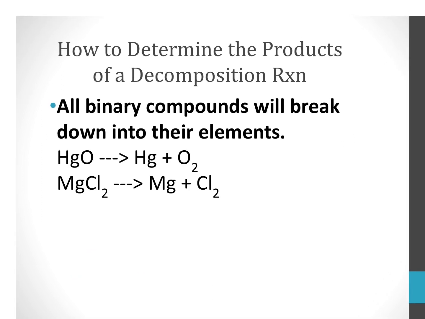The last thing we need to be able to do is predict the products. If we have a decomposition reaction, how do we know what kind of products will be produced? Again, for our class, we'll keep it really simple. We'll only have a binary compound. What does binary mean again? 2. So we'll only have compounds made with 2 elements, and they'll just break down into their single elements. For example, if we have mercury oxide, it's just going to break up into mercury and oxygen. And if we have magnesium chloride, it'll just break up into magnesium and chlorine.